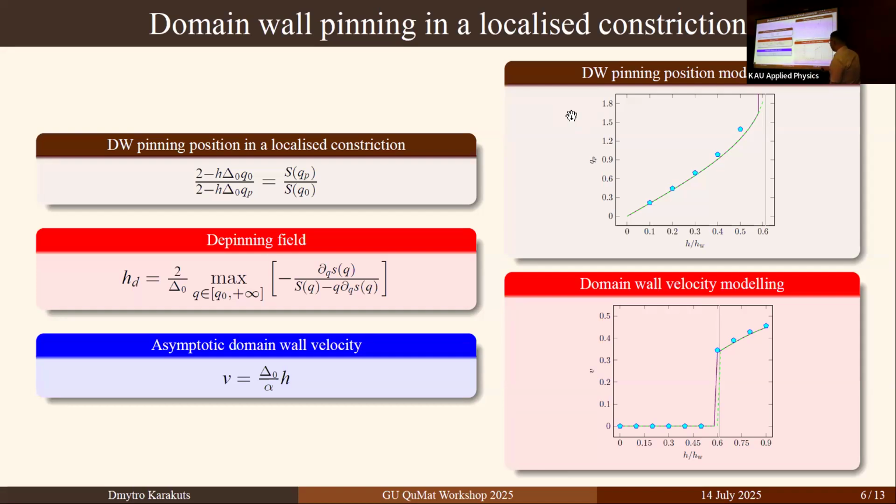velocity is zero. However, at the pinning field, the domain wall suddenly leaves its pinning position and starts its rapid motion. We have also calculated its asymptotic domain wall velocity after leaving its pinning position.